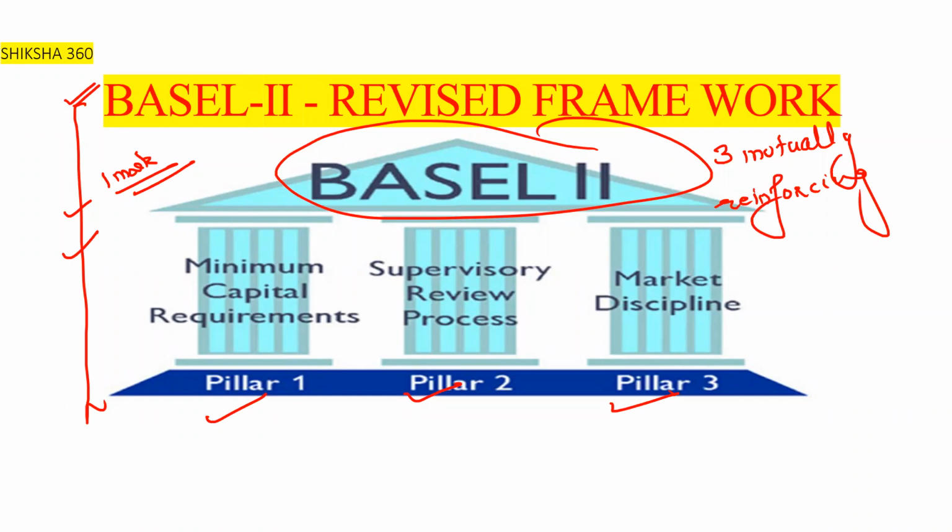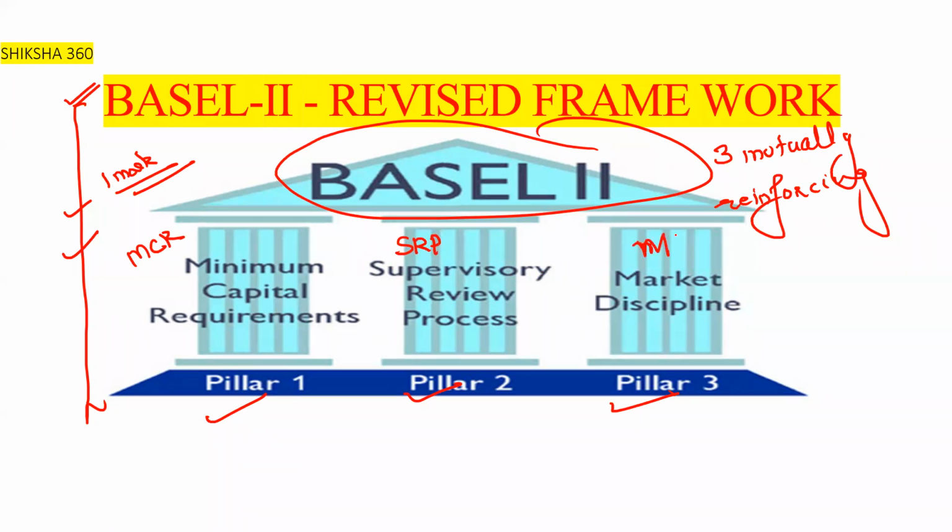So the Basel 2 norms have the revised framework and it consists of 3 pillars. Pillar 1 is related to the minimum capital requirement, pillar 2 is related to the supervisory review process, and pillar 3 is related to the market discipline.